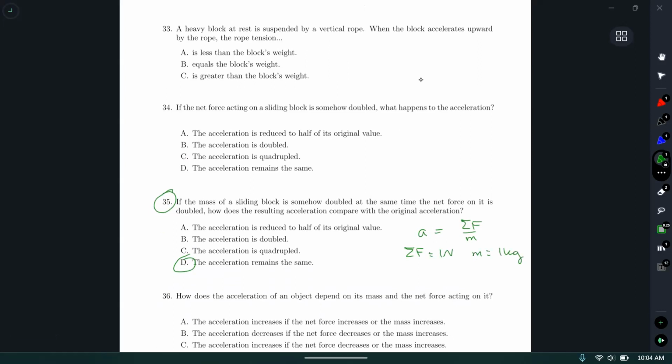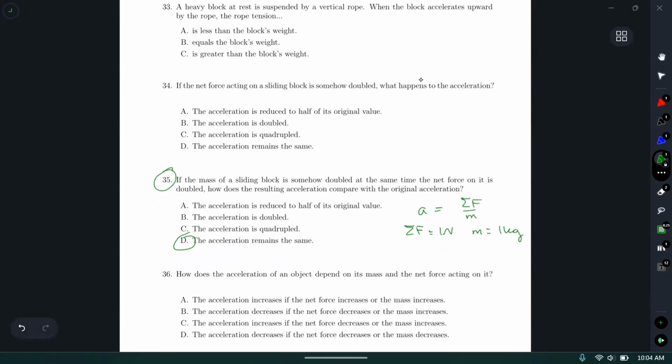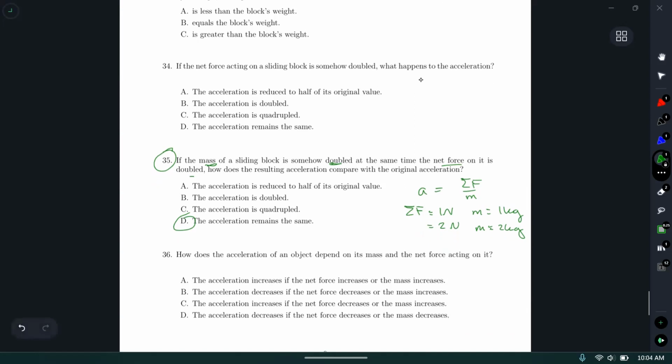Again, you don't have to remember the units to do this. You can just write 1. But we're saying the mass is doubled, so the mass becomes 2 kilograms. And the net force is doubled, so it becomes 2 newtons. How do the accelerations compare in each of these cases? One was increasing, one was decreasing.